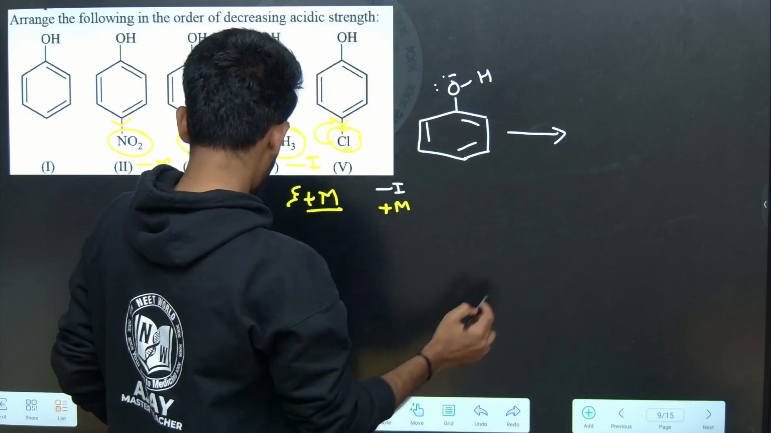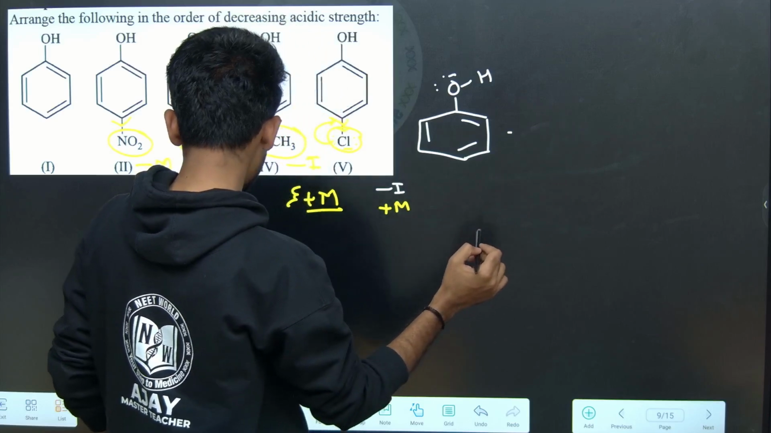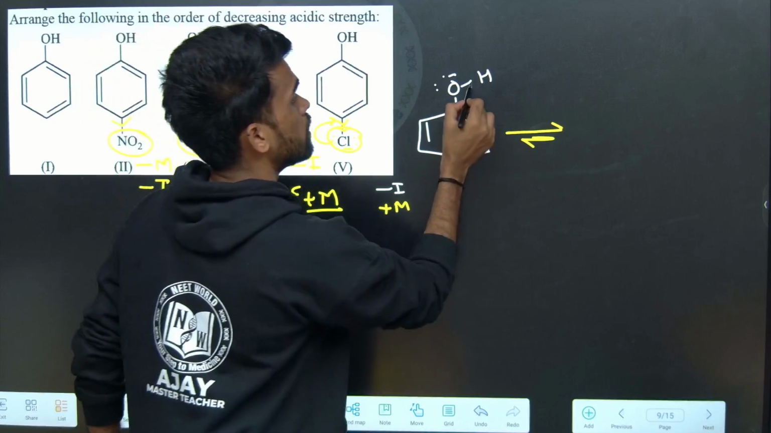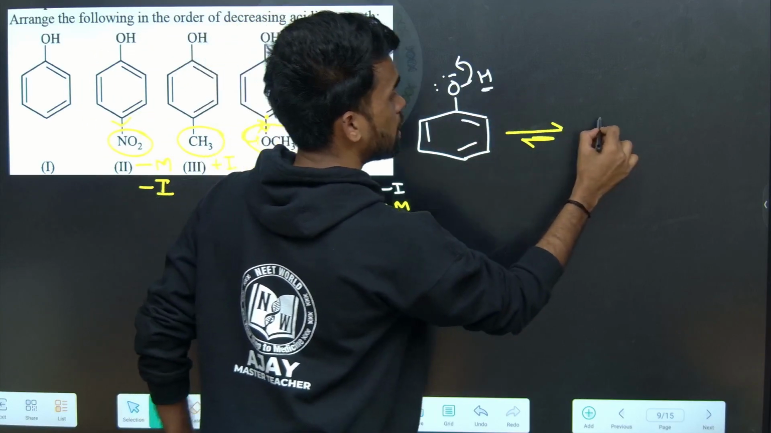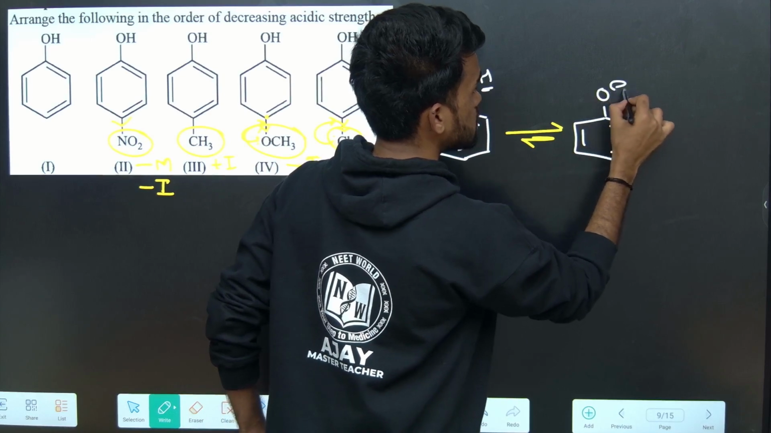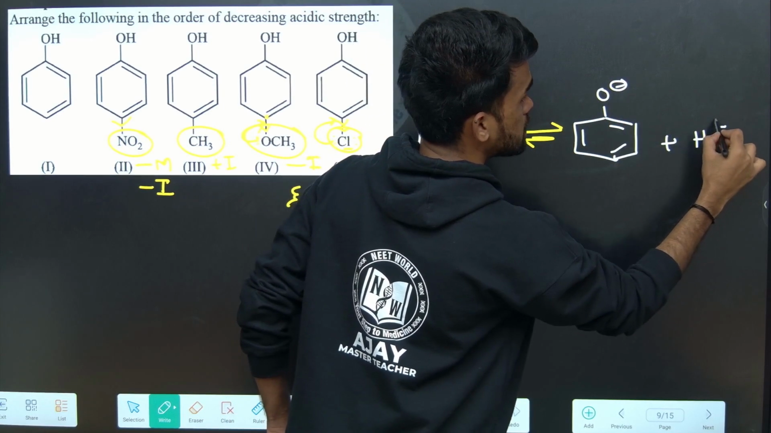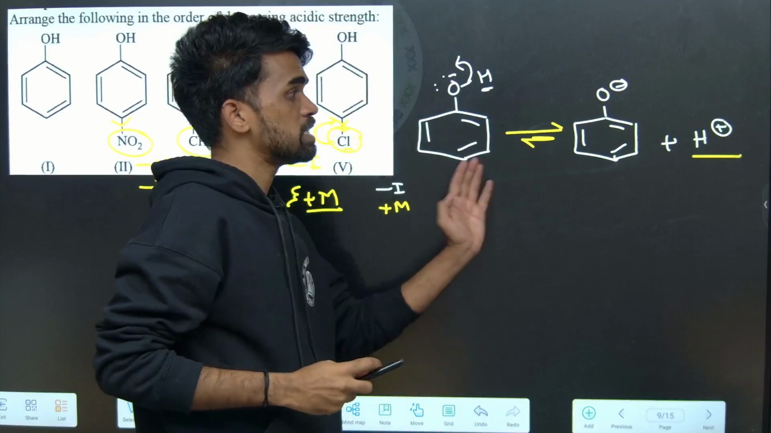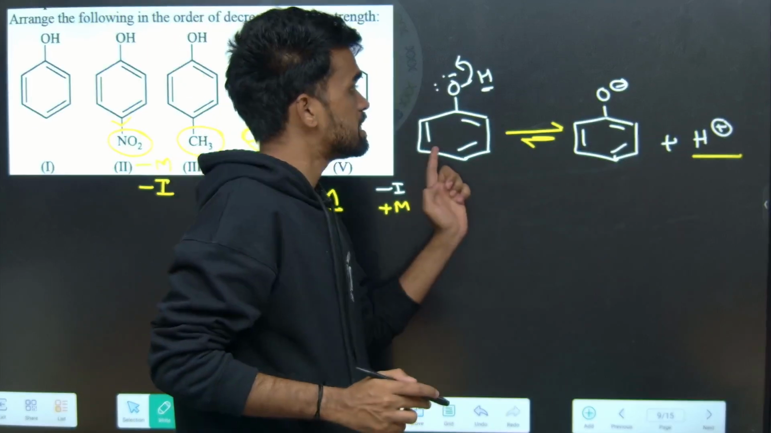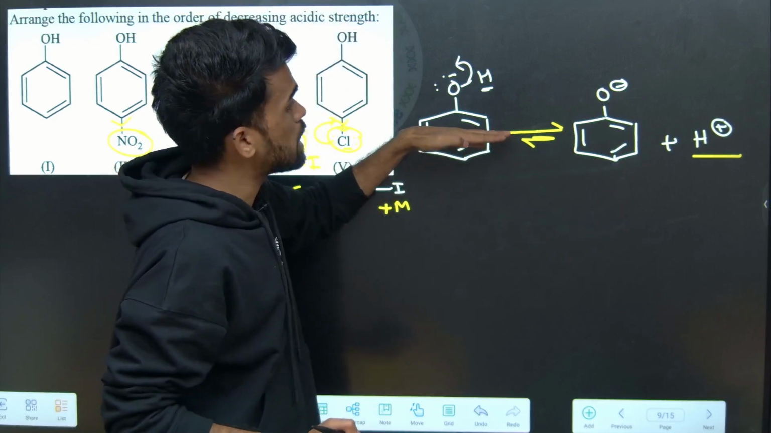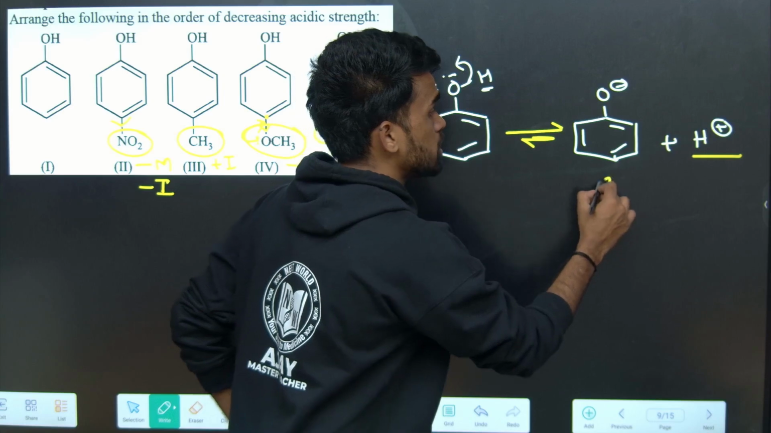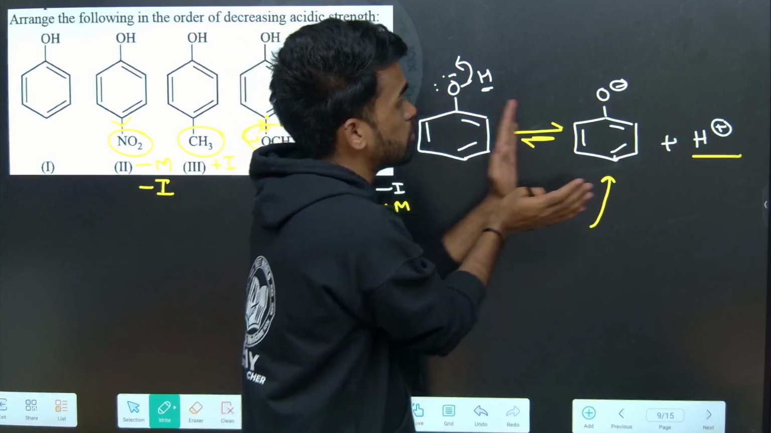Here we are writing this arrow mark. Since I am saying weak, we can use a reversible condition. Now it is releasing H plus ion from here and we are getting a phenoxide ion, O minus, and the H plus ion, the proton, is released. This is how the acidic nature of phenols is explained. Now, in order to move this equilibrium forward, this species has to be more stable, therefore the equilibrium will move forward.